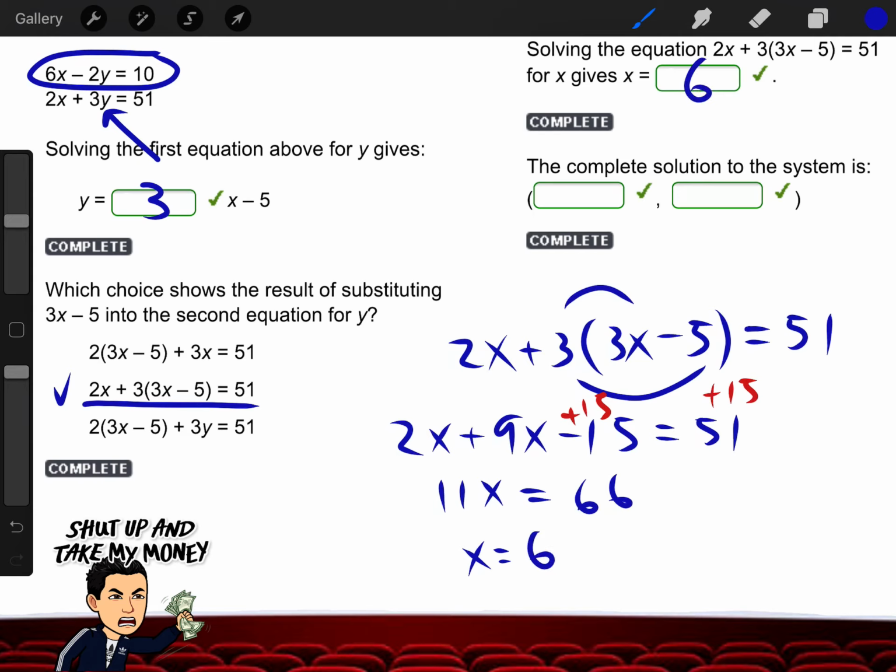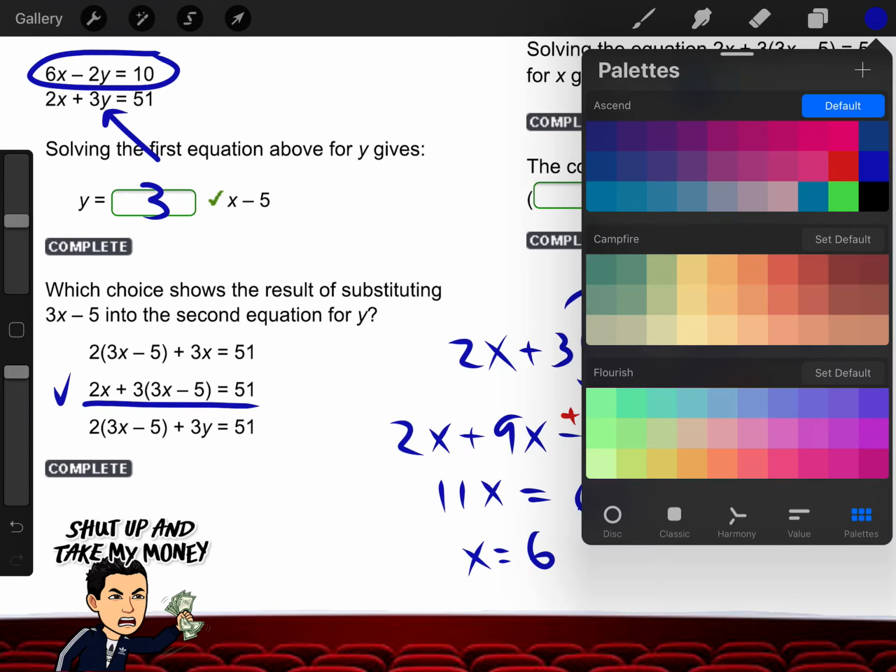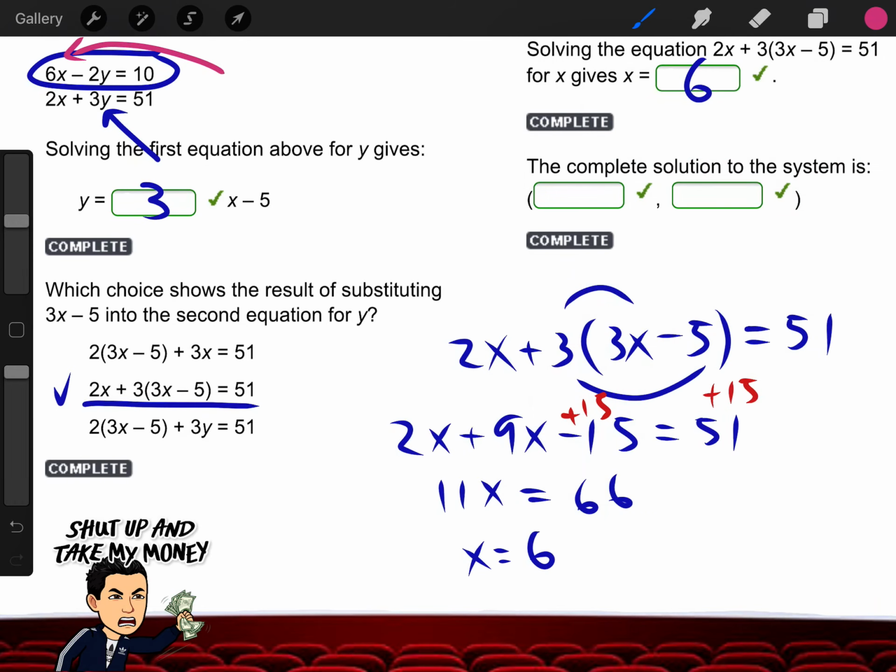Put 6 in there. After you complete finding x, you're going to plug it in. You're going to plug 6 into one of the equations for x and go ahead and solve for y. I'm not going to do that, I'm just going to give you the answer. You can go ahead and do it yourself. You're going to get 6 comma 13. Move on.